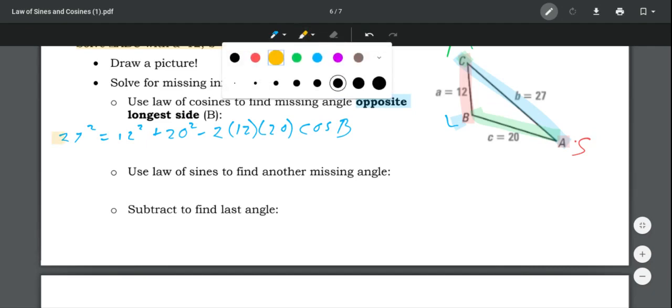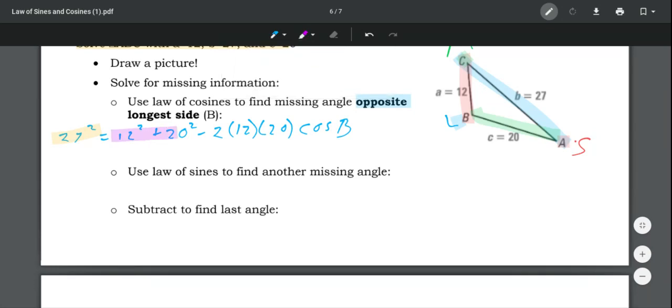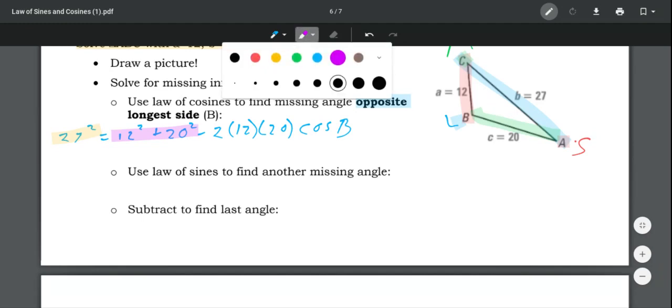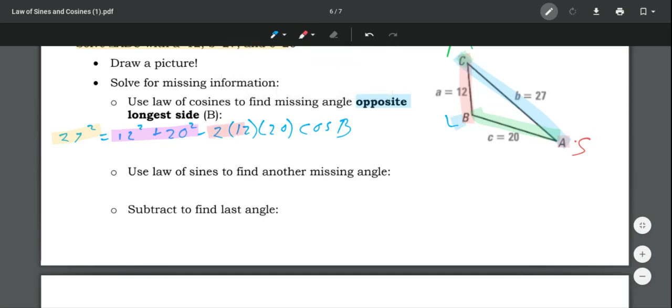Okay, guys, we're going to do 27 squared by itself. Then I like to combine 12 squared plus 20 squared. And then because I can combine them because I find the exponents and they are like terms, so I can combine them. And then I want to simplify right here. We want to simplify that 2 times 12 times 20. So if I do that, that's my first step, and I'm going to simplify that. I'm going to get 729 is equivalent to 12 squared, which is 144, plus 20 squared, which is 400, which is 544. And then minus 2 times 12 times 20 is 480 cosine of B.